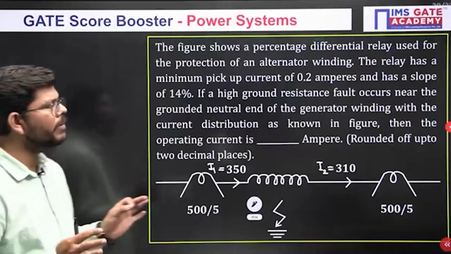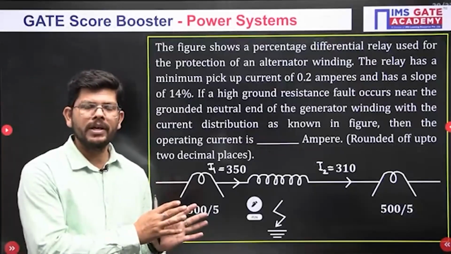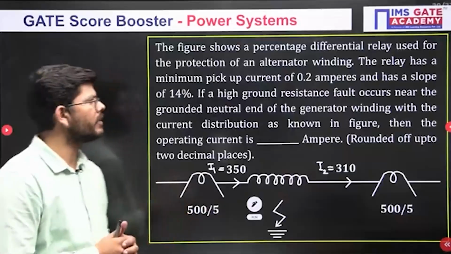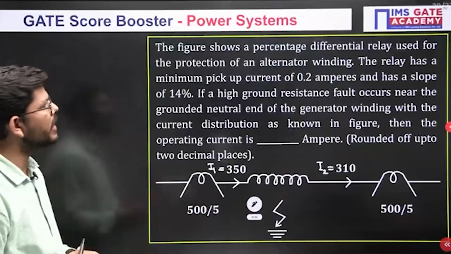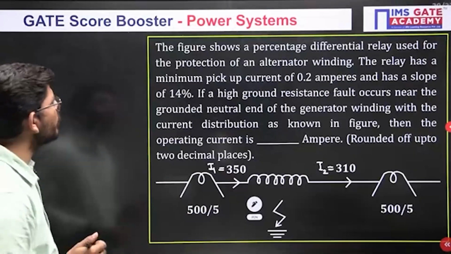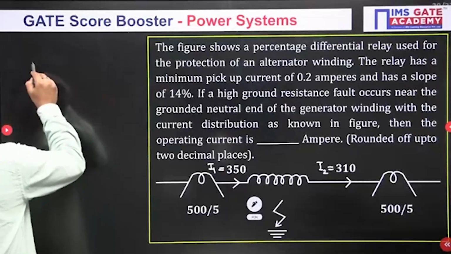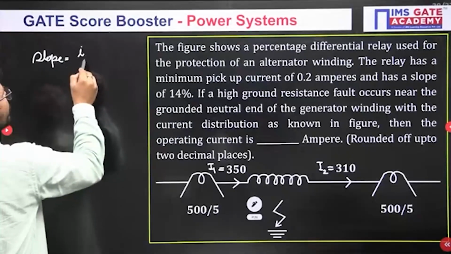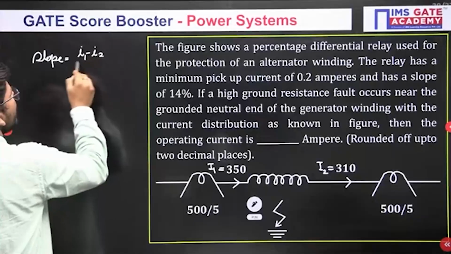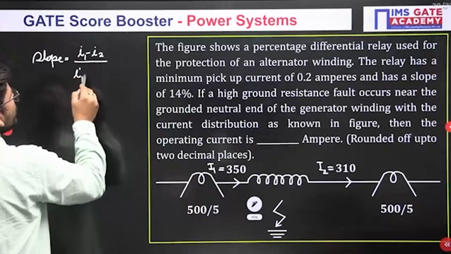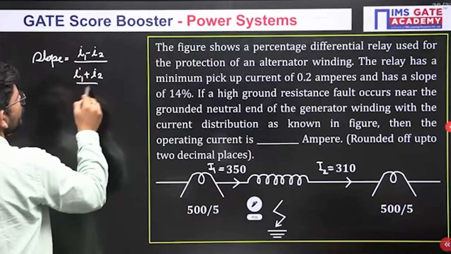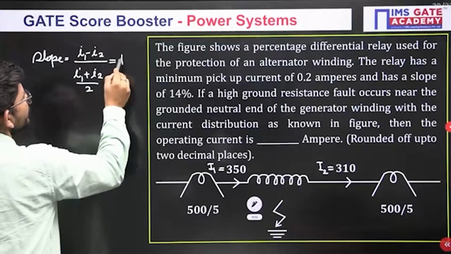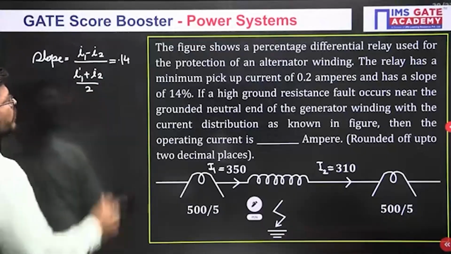So this minimum pickup current will always be there. Whatever current you calculate, this must be added to that. This is the default current that we have, and a slope of 14%. Slope, does anybody have an idea about slope? Slope in a differential relay is basically (I1 minus I2) upon (I1 plus I2)/2, and this is given as 14%, meaning 0.14.